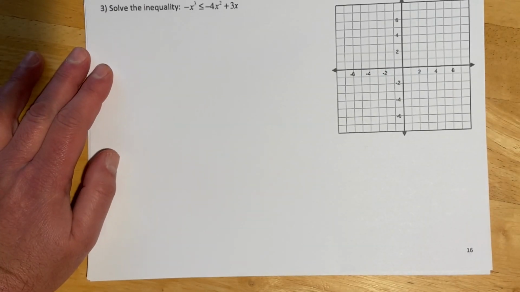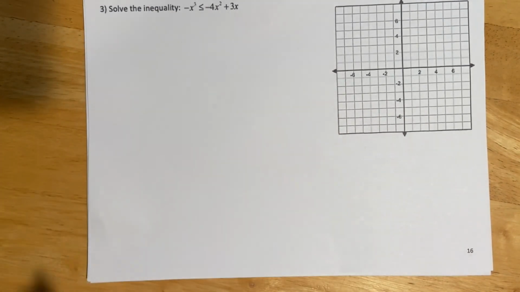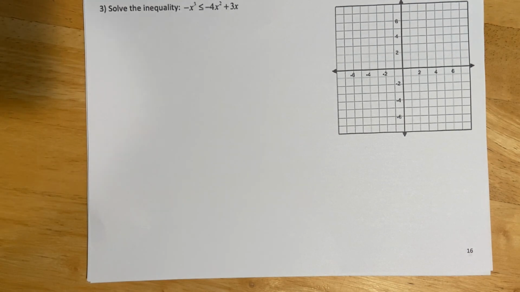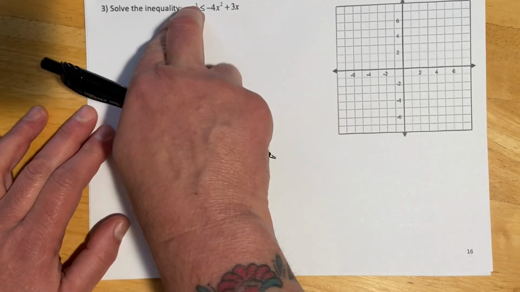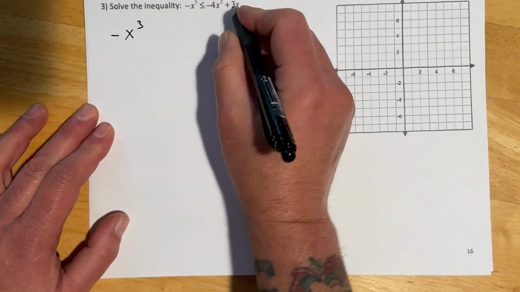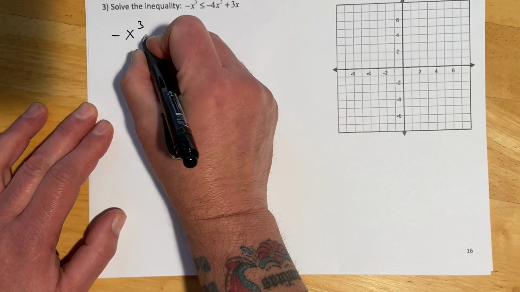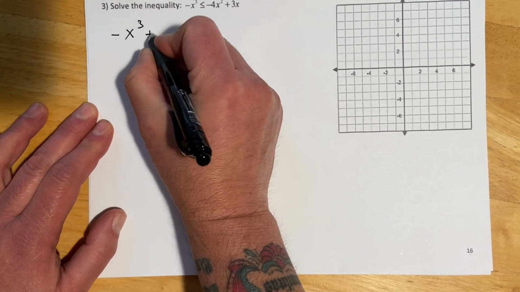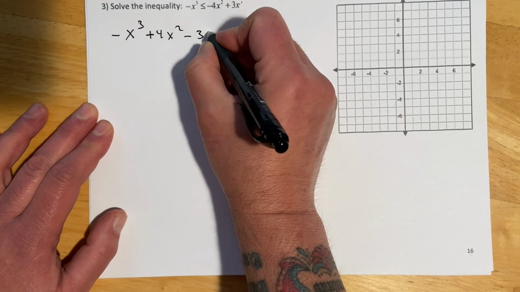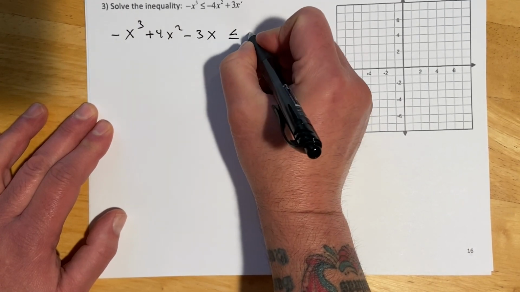Okay, so for this one, same idea. I'm going to graph it, and then I'm going to kind of figure out, am I looking for above the axis or below? I like inequalities when it goes x and then less than greater than number. So I'm going to bring everything to this side. So I'm going to add that. That's going to be a 4x squared. And I subtract that will make a negative 3x, and that is less than or equal to 0.